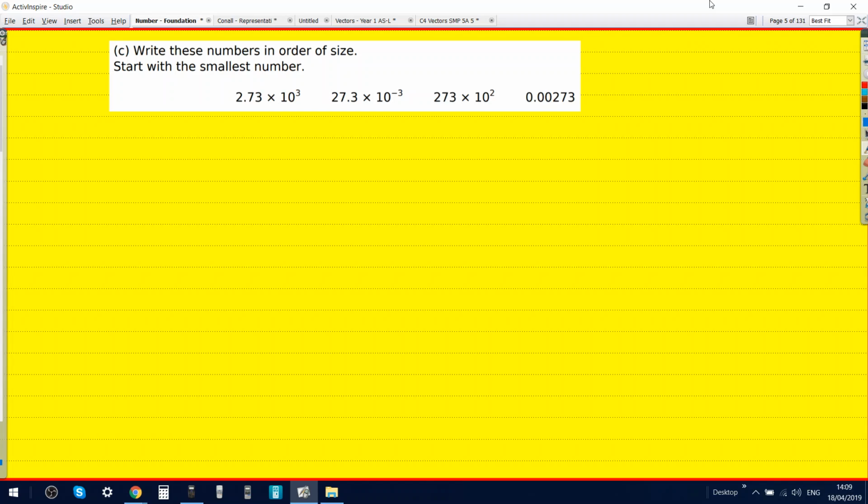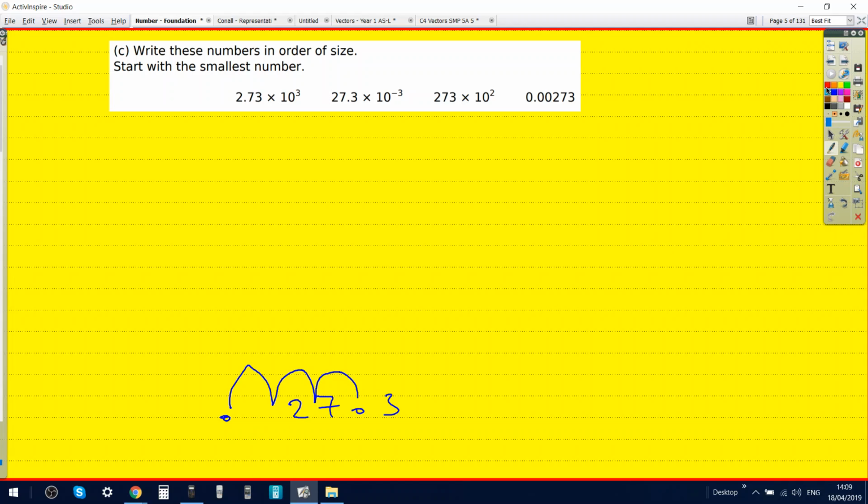I swear, like 27.3 times 10 to the power of minus 3. Is that not the same as 0.00237? You have the right idea. That is what it would be if it was 2.73. So 27.3. It's going like that. Right, okay.